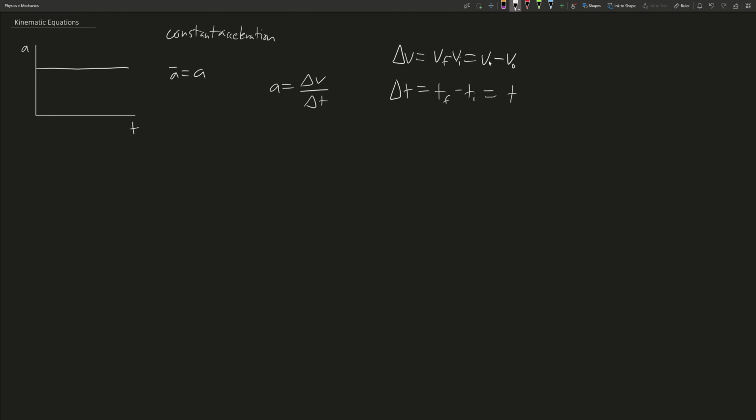So with this in mind, we can rewrite acceleration here as the final velocity minus the initial velocity divided by the change in time, which is just represented as t here. And now algebraically rearranging this, we can see that at is equal to v minus v0, and v equals at plus v0 by moving it to the other side here. And this we'll call our first kinematic equation.